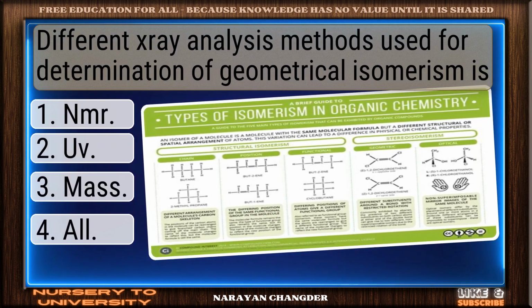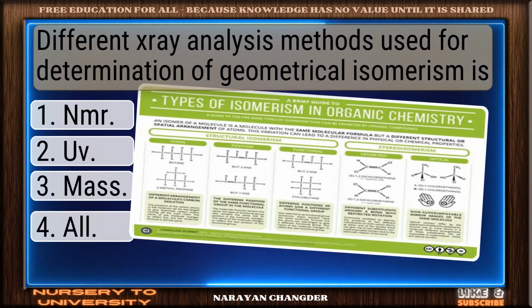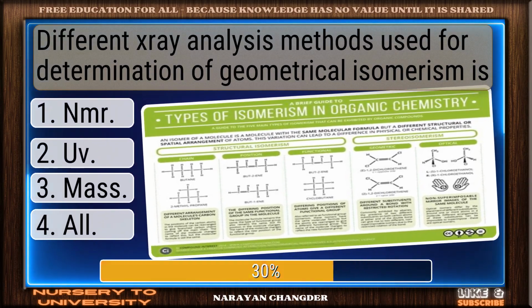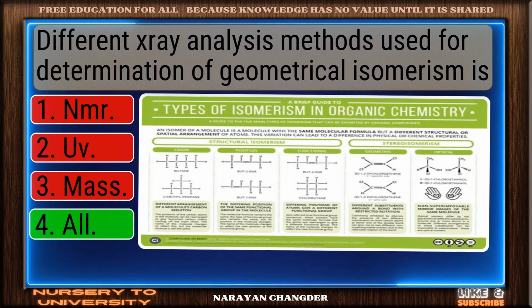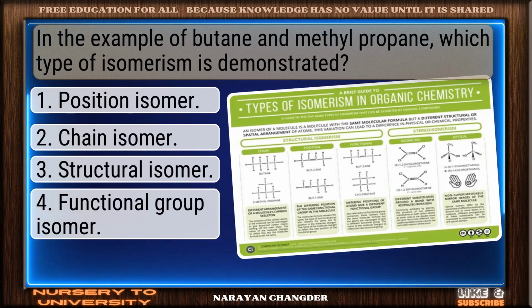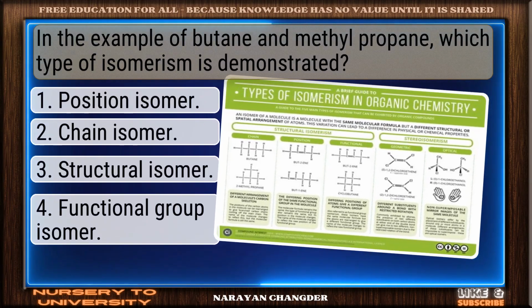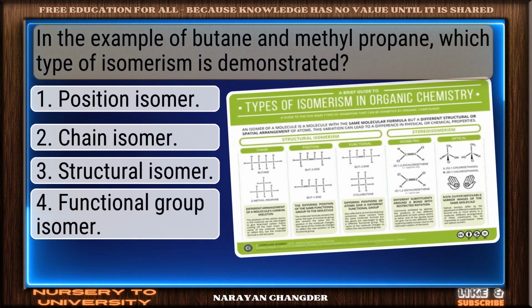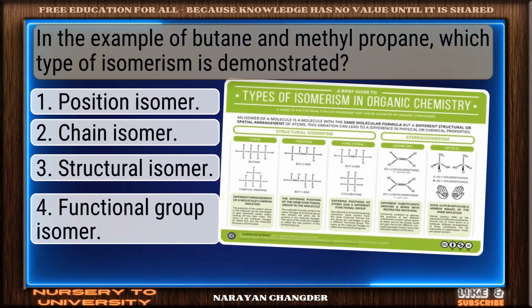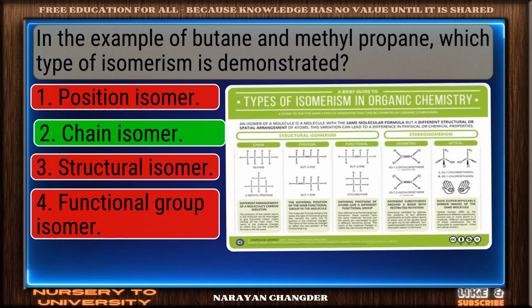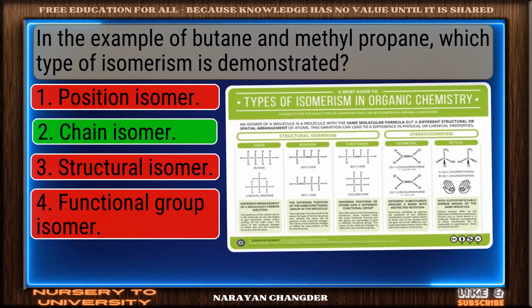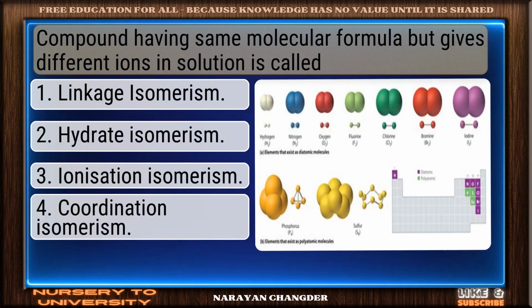Different X-ray analysis methods used for determination of geometrical isomerism is. Well done. All is the right choice. In the example of butane and methylpropane, which type of isomerism is demonstrated? You got it. Your choice, chain isomer, is right.